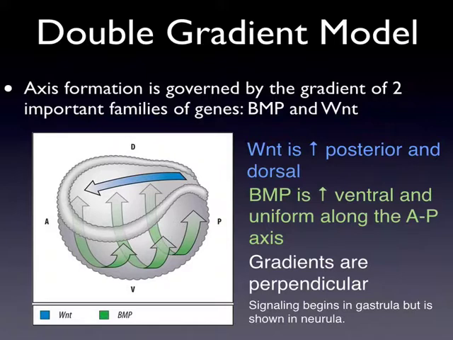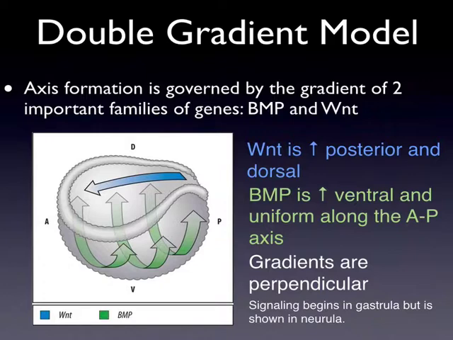All right, so the double gradient model is this idea that axis formation, both DV and AP actually, is controlled basically by two signaling molecules. BMP we've already talked about, and Wnt.